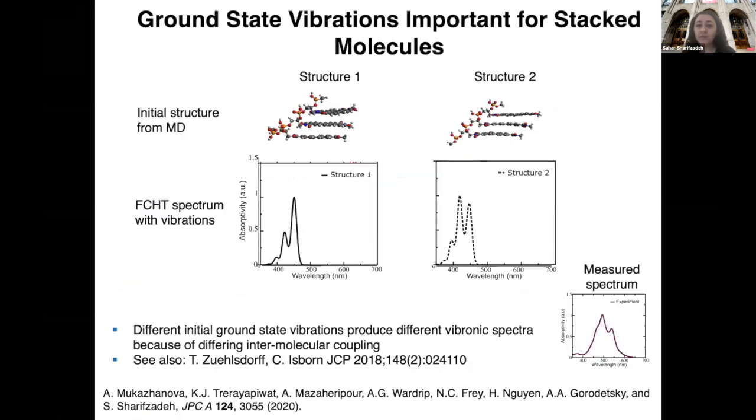So when we do these calculations, the first thing that we find is that the ground state vibrational modes are really important, because when we extract structures from molecular dynamics, the molecules are slightly rotated with respect to each other. And because the intermolecular orientation so much impacts the optical characteristics, we can get very different optical spectra. So this is one example with two different structures that give us two very different vibronically resolved spectra.